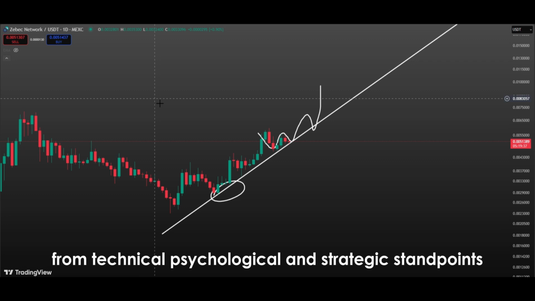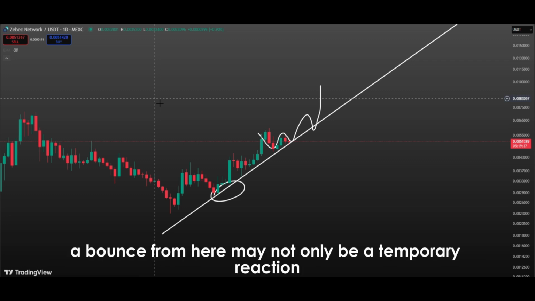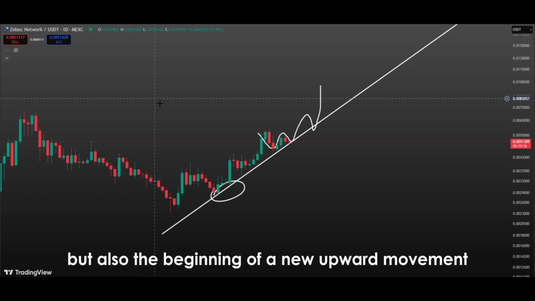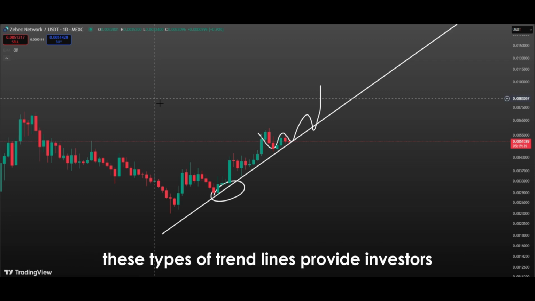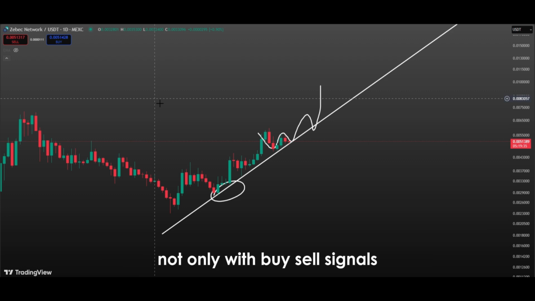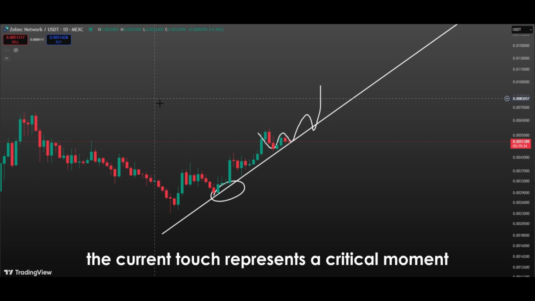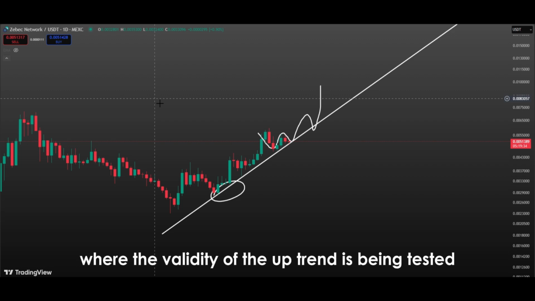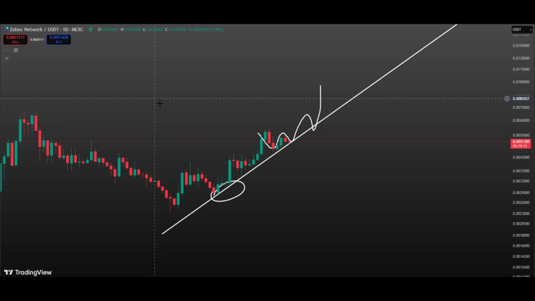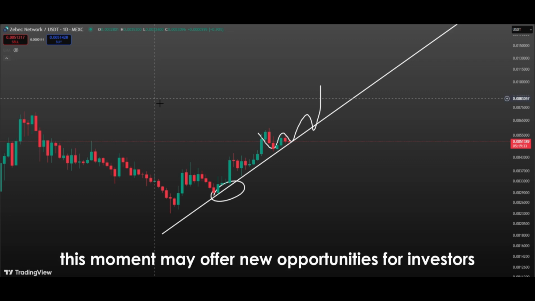and strategic standpoints. A bounce from here may not only be a temporary reaction, but also the beginning of a new upward movement. These types of trend lines provide investors not only with buy-sell signals, but also valuable insights into market psychology. The current touch represents a critical moment where the validity of the uptrend is being tested, and the price movements that follow this moment may offer new opportunities for investors.